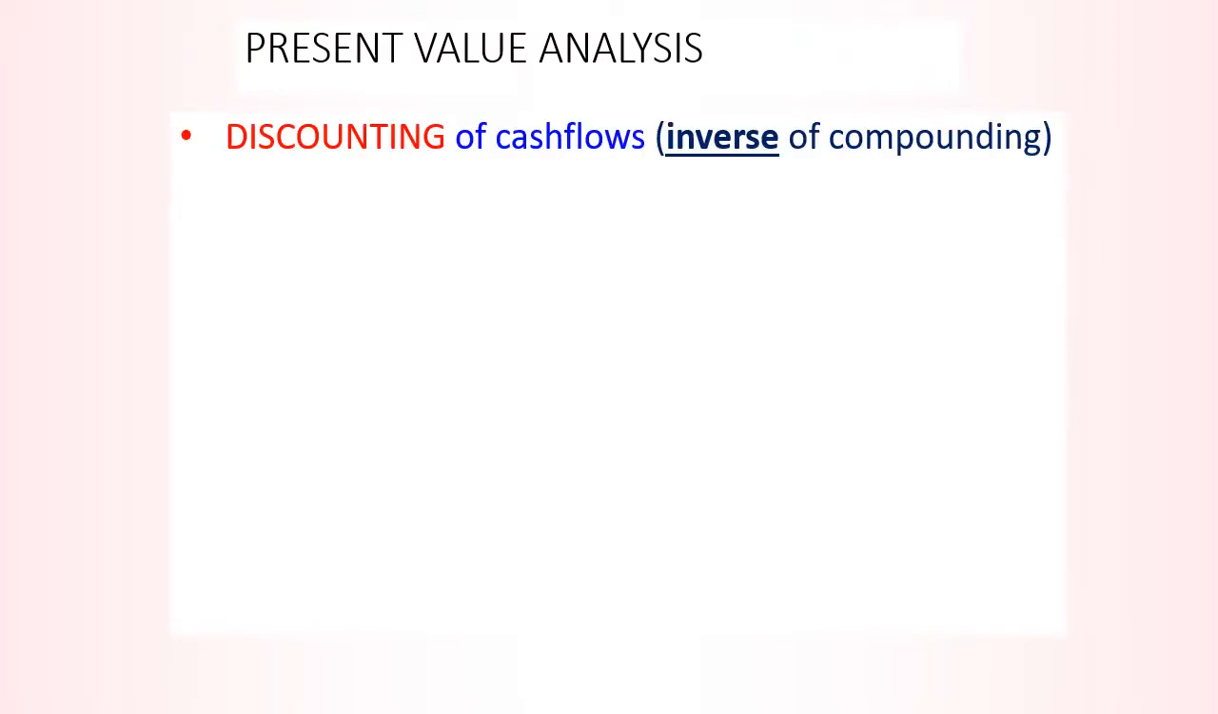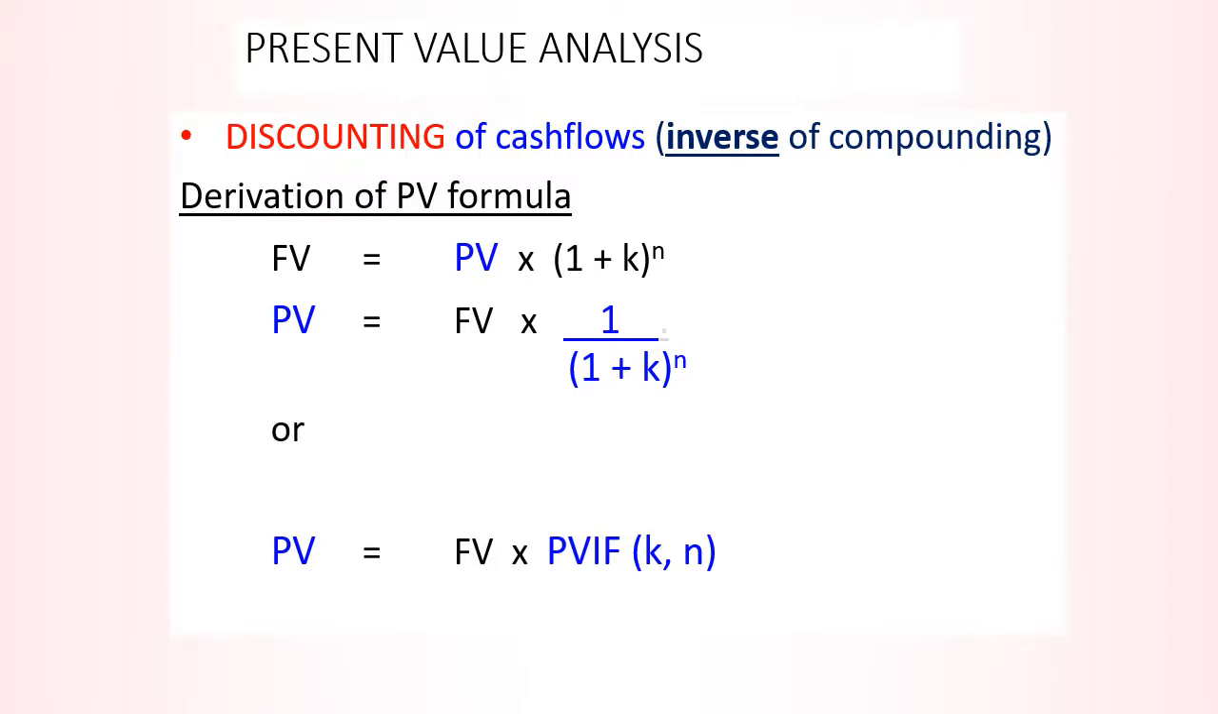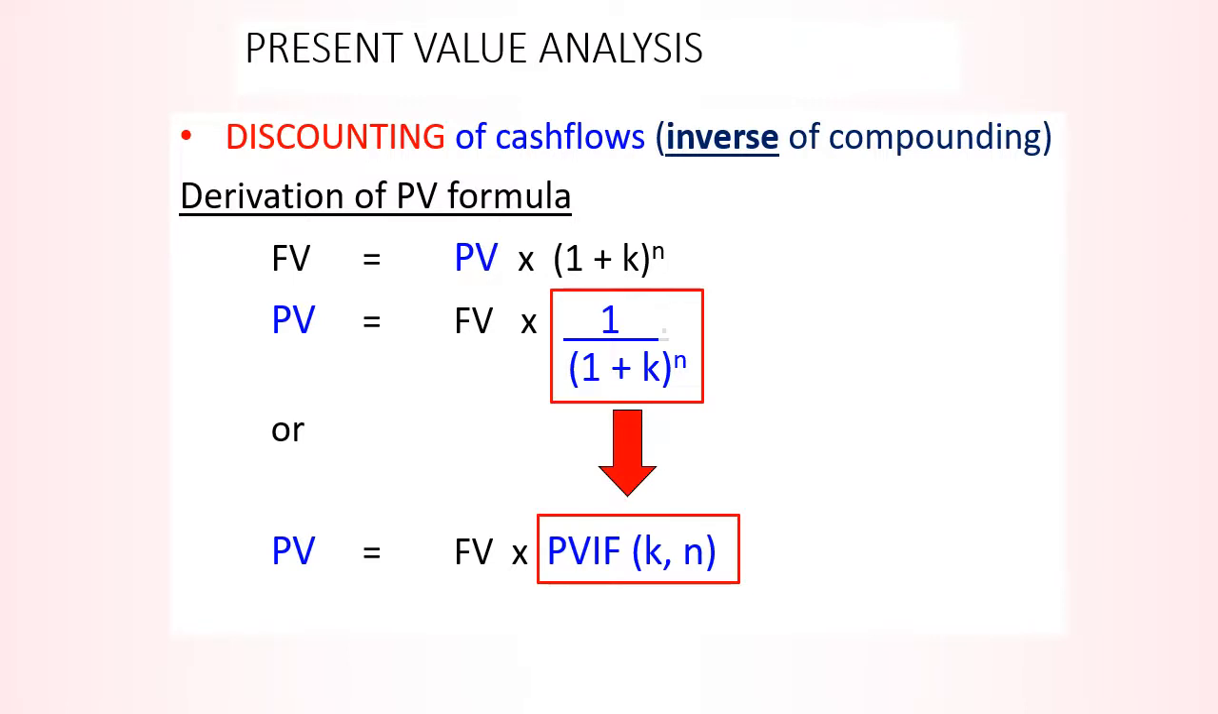Discounting of cash flow. The derivation of the present value formula: we know the future value formula is this. What I need to do is to move the 1 plus k over, or we can write it in terms of the table format. So take note, there are two ways to find the answer. One is the 1 plus k formula. The other one is the table format method, for which we refer to the PVIF table.